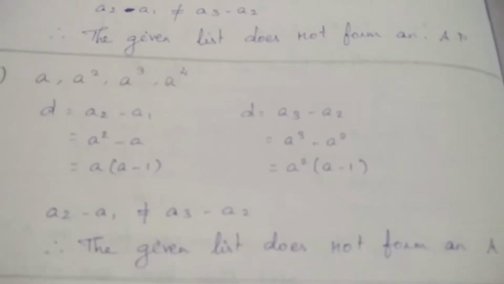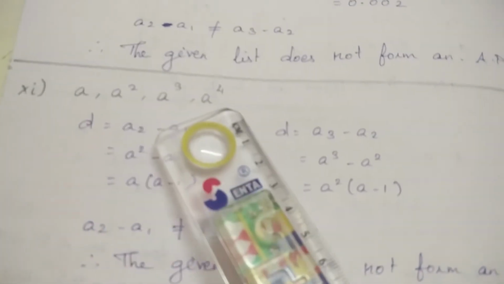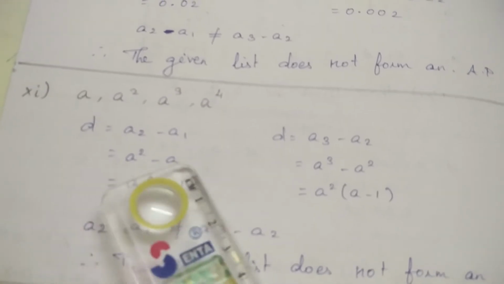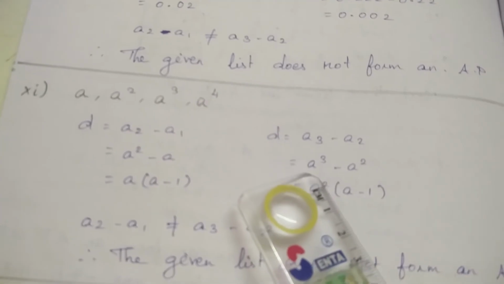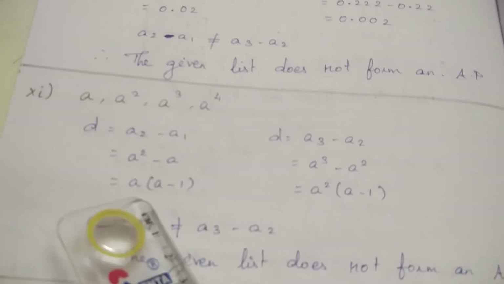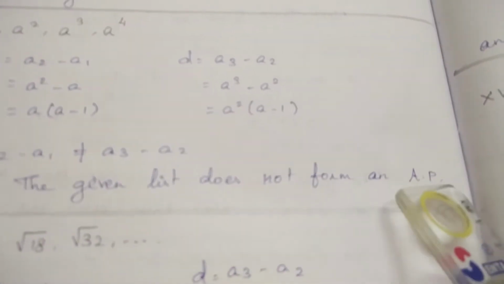And the next one: a squared, a cubed, a to the power 4. Same as before, A2 minus A1. Substitute here: a squared minus a, which is a into (a minus 1). And A3 minus A2: here a squared is a common term, times (a minus 1). So the common differences are different, therefore this list cannot form an AP.